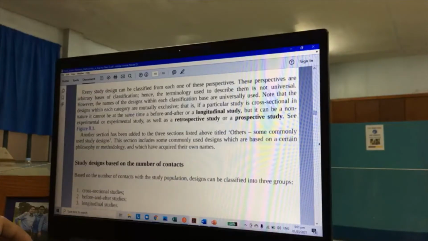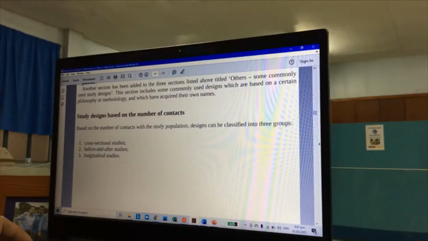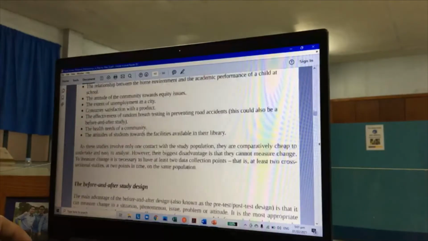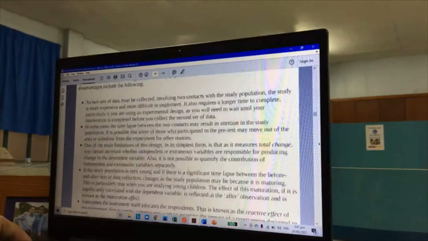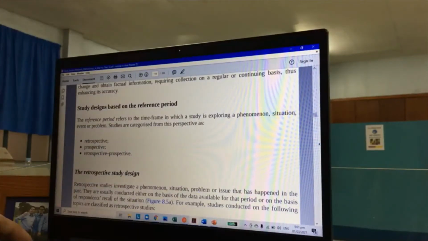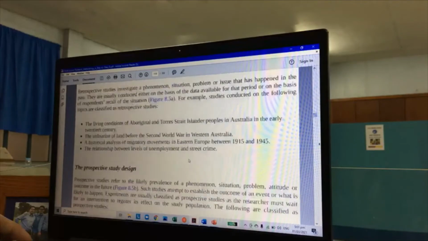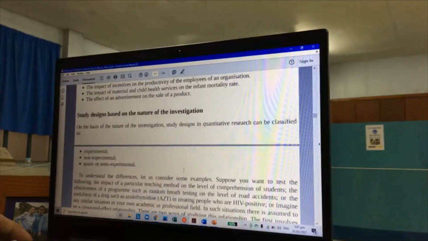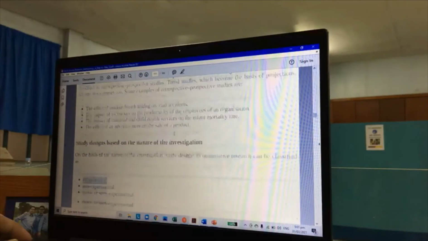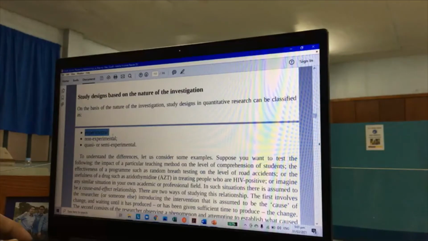So, study designs based on the number of contacts: cross-sectional, before and after, longitudinal. Not cross-sectional, not before and after, not longitudinal, not retrospective. Study designs based on nature of investigation: experimental. So we are going to use an experimental research design, okay?